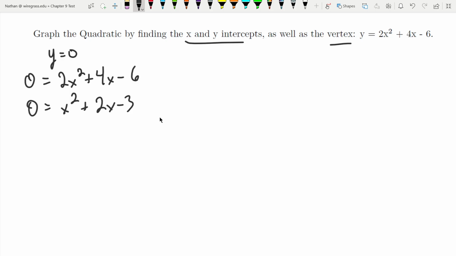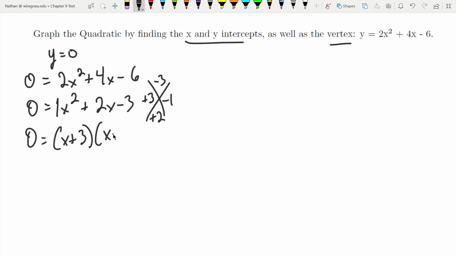So using the AC method, I'm going to get, let's see, a times c, a is 1 here. It's going to give me negative 3, b is positive 2. It's going to give me positive 3 and negative 1. Since a is 1, I can immediately factor it down into x plus 3, x minus 1. And that tells me that x equal to negative 3 and x equal to positive 1 are my x-intercepts.